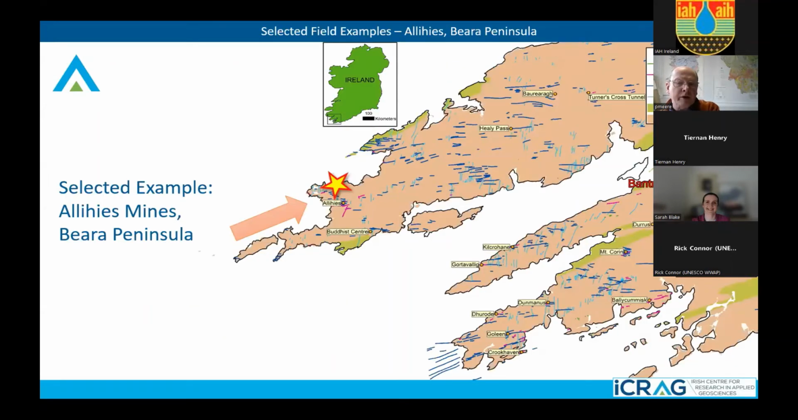And I think for most of this talk, I'm going to focus on Allihies down here in the southwest of the country. So we're down here in the Beara Peninsula, for those of you who don't know it, right down here in the southwest of the country. And Allihies was historically probably the most important copper mining center, a 19th century mining center in the southwest.